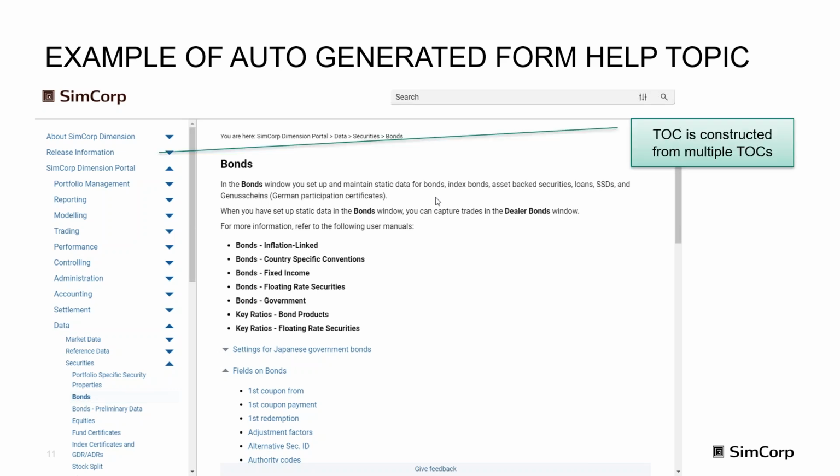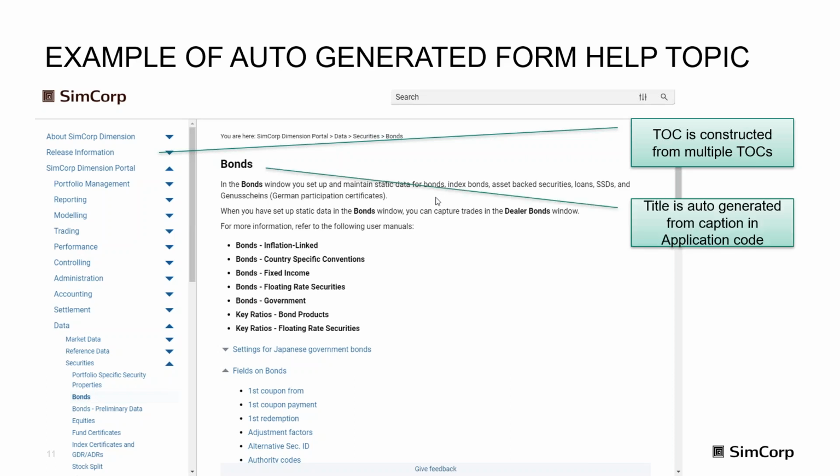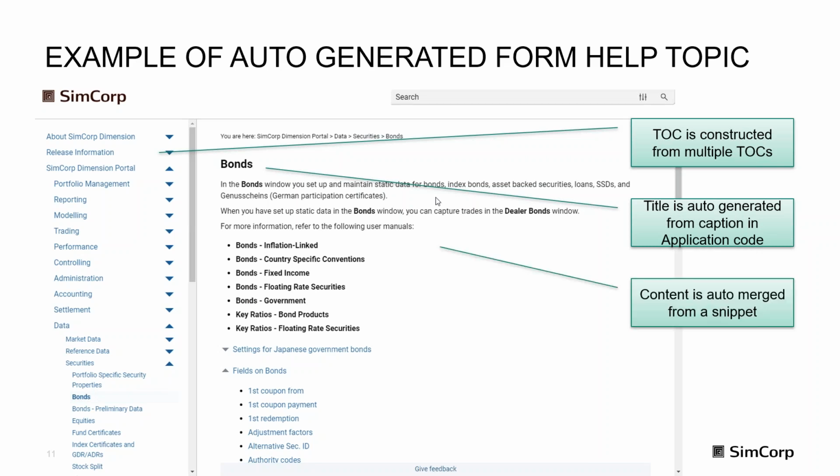The TOC, as you saw before, is constructed from multiple TOCs that are then merged together and used in the output. The title of the topic is actually auto-generated from reading the caption of the application object. This is great for us tech writers, because if the developers decide to change the name of this window to John Doe tomorrow, we don't have to maintain the title of the topic. It will automatically be updated by the script. Then, of course, we have the content that was auto-merged from the snippet. So this is the content that the tech writer wrote.